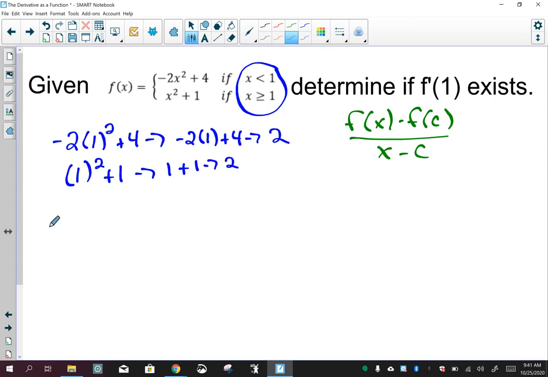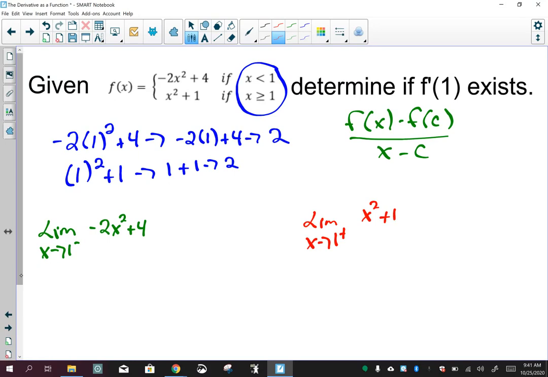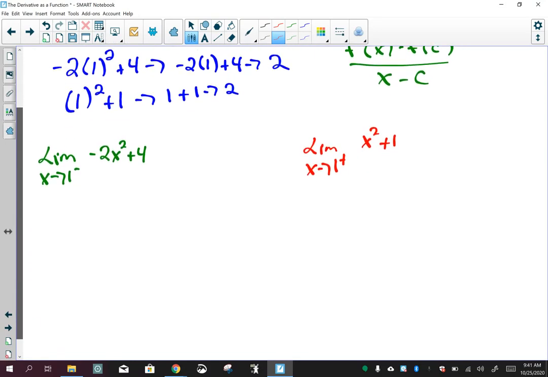So we're going to start off with the limit as x approaches 1 from the left side, which means I'm going to be focusing on the negative 2x squared plus 4 piece. Okay? We're going to run that one first, and then we're going to look at the limit as x approaches 1 from the right side of the x squared plus 1. So we're going to be looking at both of these to see if these limits match. Because if the limits match, we already know it's continuous. So that's a good thing. So we're good to go there.